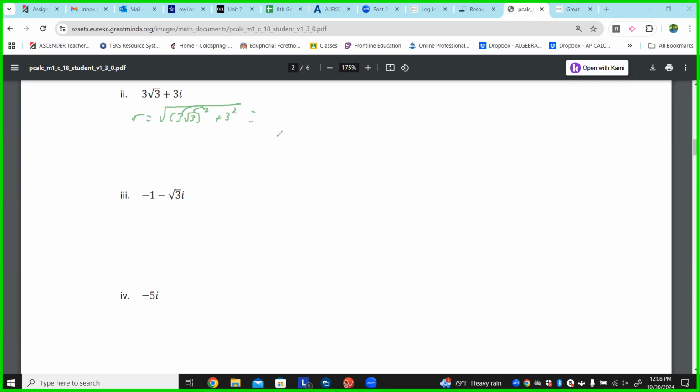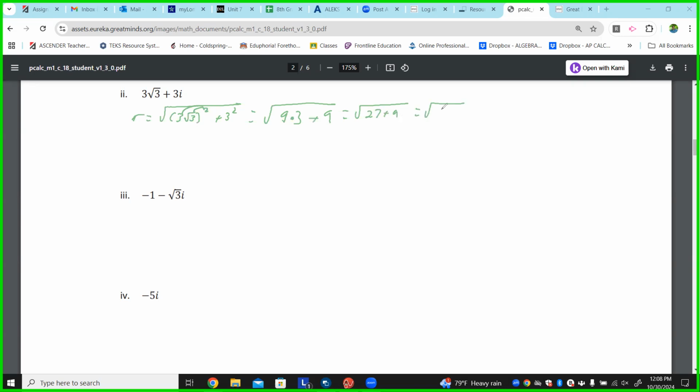So 3 squared would be what? 9. And then the square root of 3 squared would be what? 3, because the square root and the square root cancel. So you end up with a 9 times 3 here. All right. Plus, what's 3 squared? 9. What's 9 times 3?